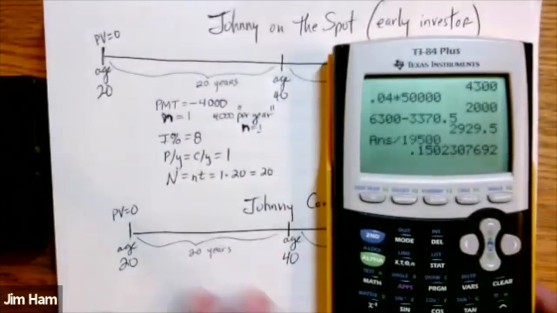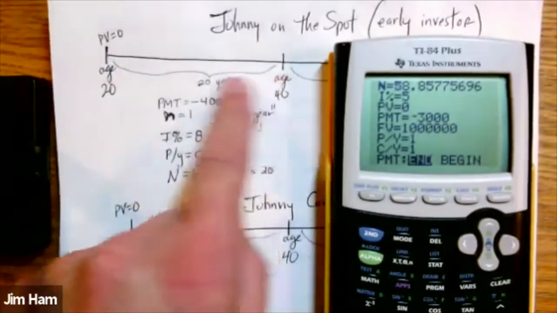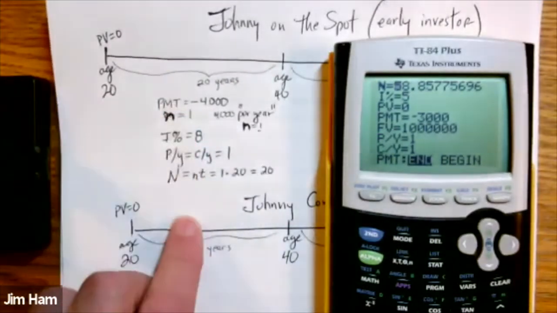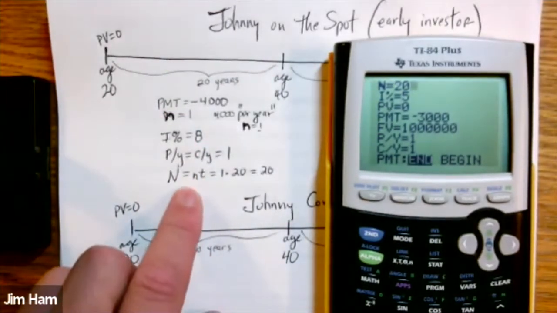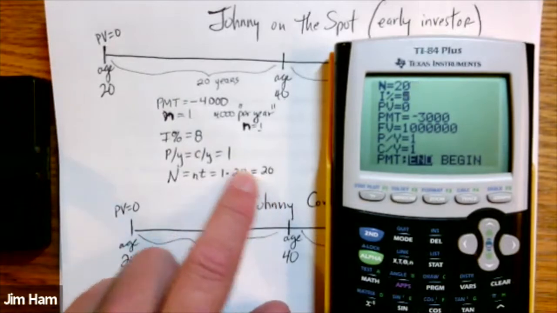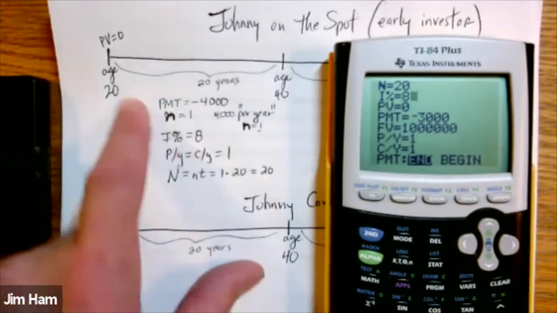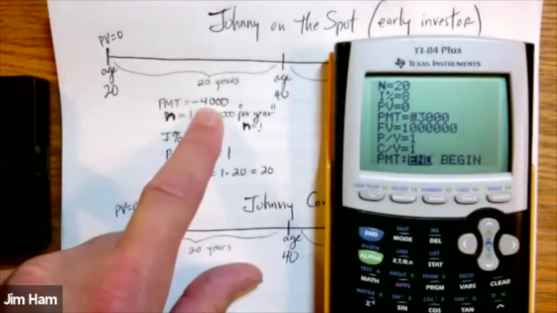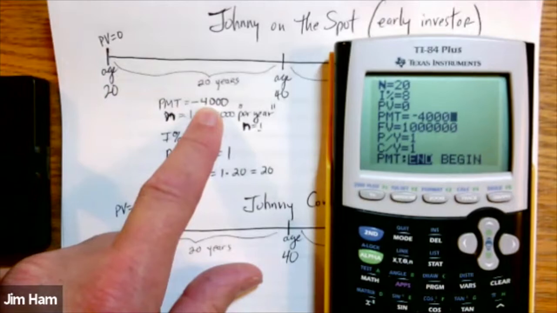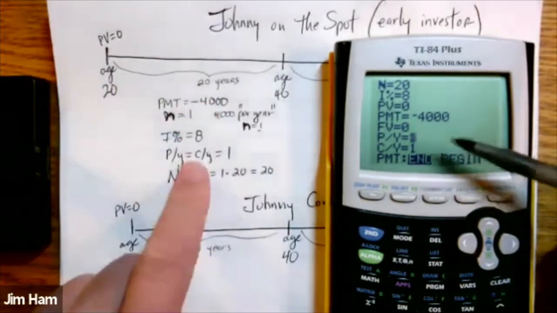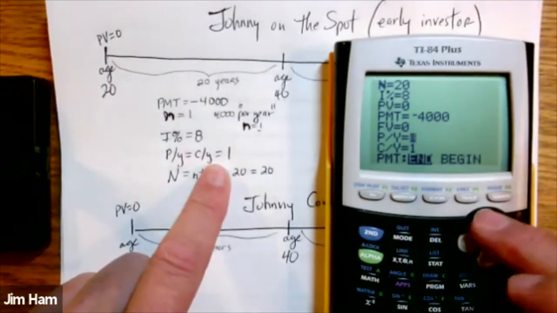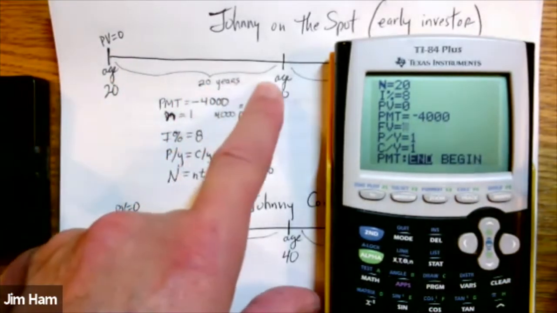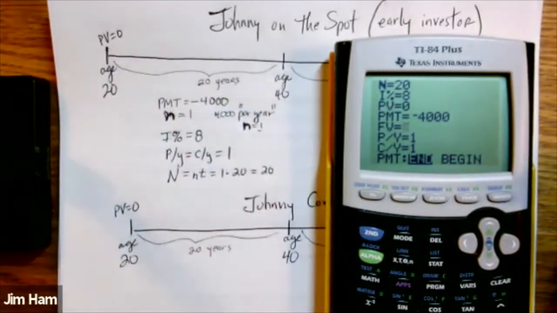All right, let's work through it with the TVM solver. We're going to do the first 20 years for Johnny on the spot. In the first 20 years, we wrote down many of these different variables. Let's put them all in. We know that n is equal to 20. The interest rate in the first 20 years is 8. We're going to start with $0 as the present value. And the payment we're going to make is the $4,000. We'll enter it in as negative 4,000. Payments per year and compounding per year will be 1. And what we want to calculate is, making that payment every year for 20 years, how much they have in the future. And by the future, we mean age 40.